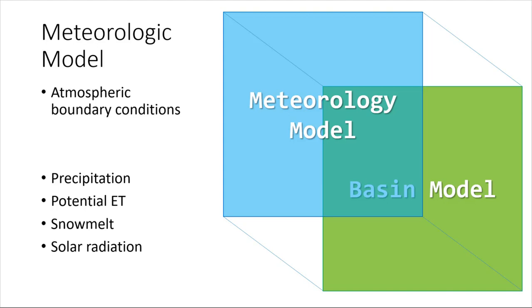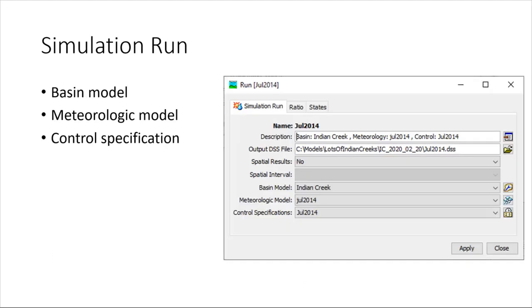For example, there are precipitation methods that take precipitation gauges as inputs and compute area averages from them in a couple different ways. There are methods for computing potential evapotranspiration from atmospheric data. The MET model controls simulation of snow accumulation and melt, and so on. The simulation run is one type of simulation available in HEC-HMS, and it's the most used one. All simulation types require a basin model and a meteorologic model. The control specification is unique to the simulation run.